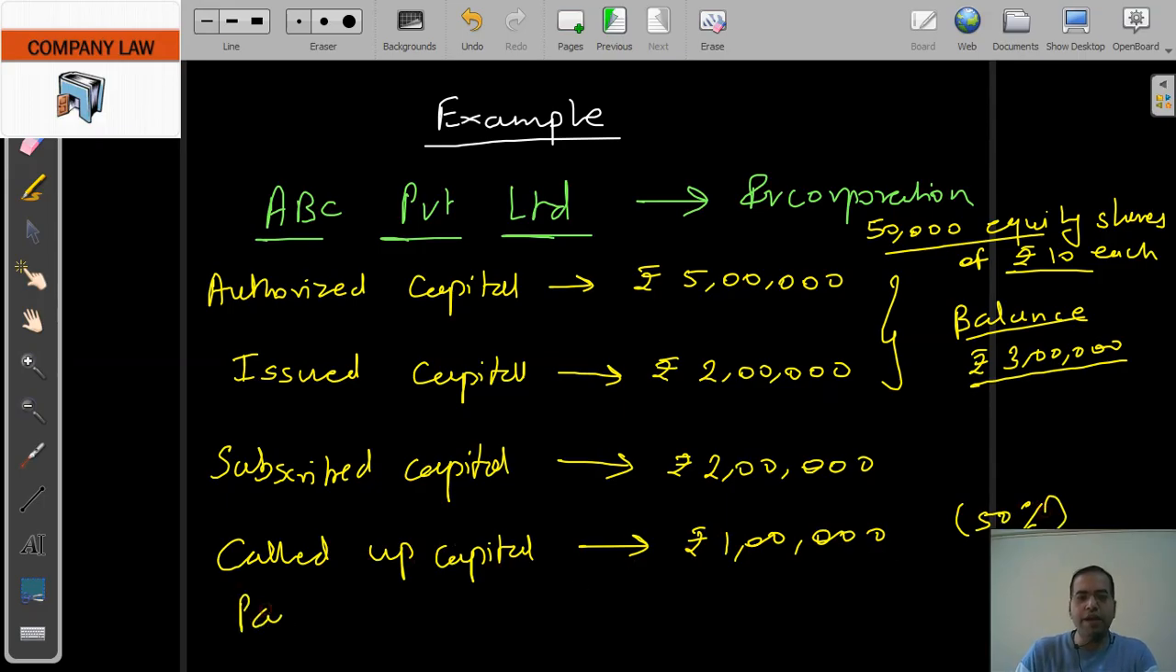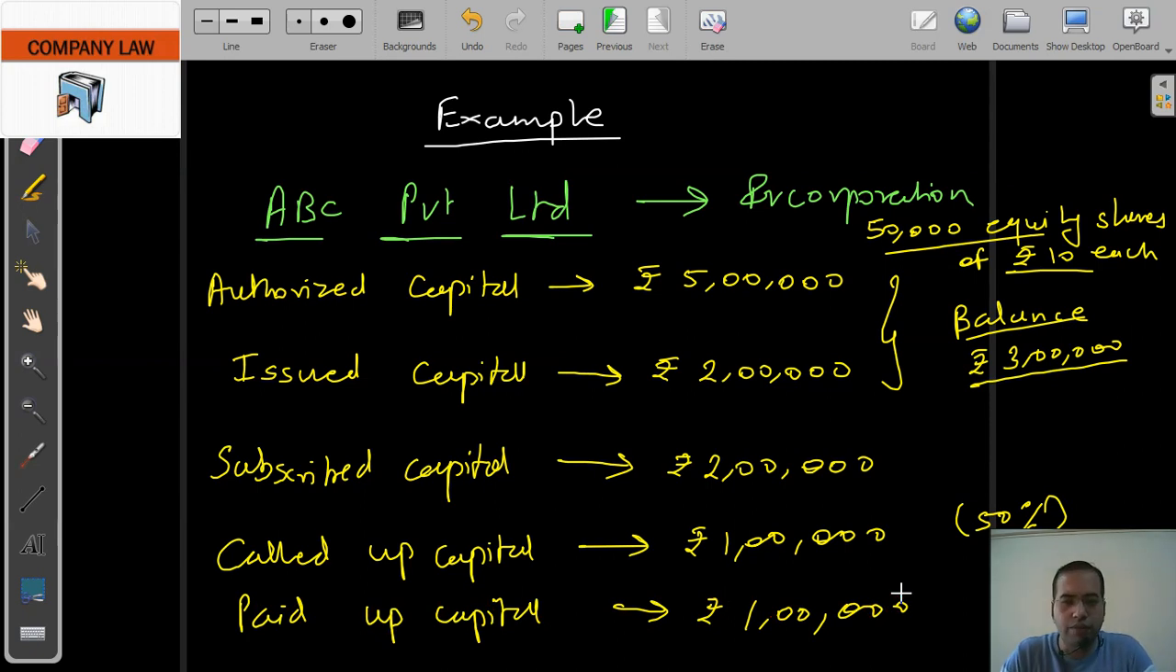And then my paid up capital will be the actual capital which the shareholders have credited in the accounts of the company. Let's assume that the entire 1 lakh rupees, which is the 50% shares which have been called up, have been paid properly. So this will become my paid up capital.